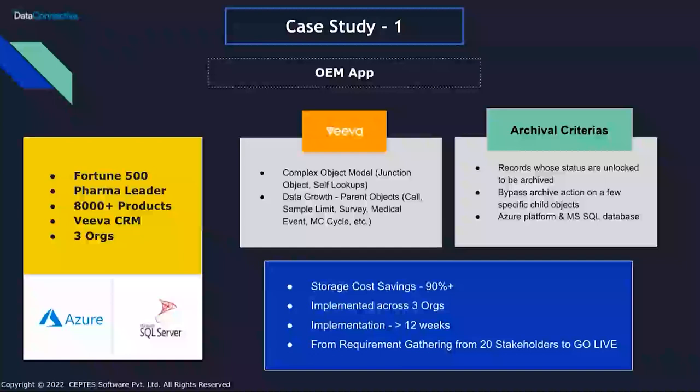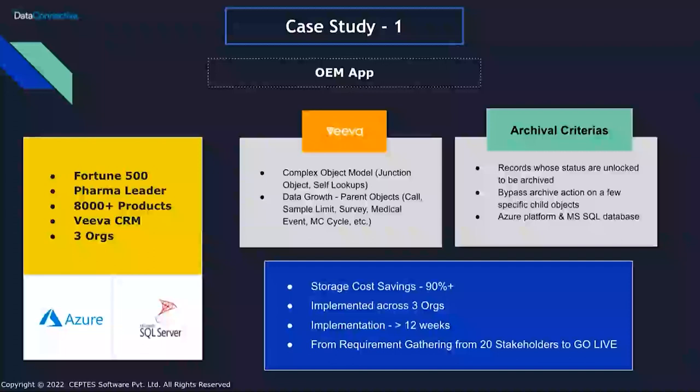They had a lot of data which they wanted to archive, and the records whose status is unlocked could be archived. We wanted to make sure that we are able to bypass the delete trigger and then unlock those records to be archived. This is what we have done.